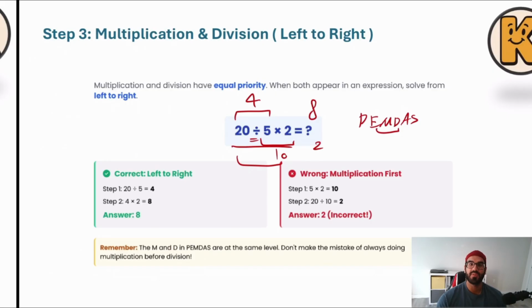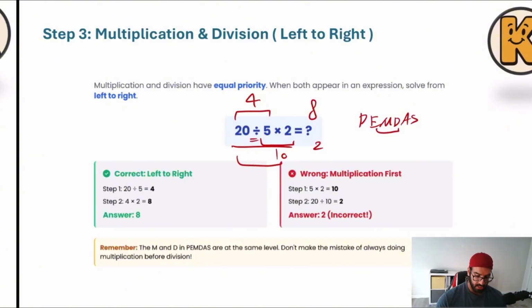It doesn't necessarily mean that M comes before D, meaning that first you do the multiplication and after that the division. No, you can call it PEMDAS or PEDMAS, it doesn't matter. Division and multiplication come together. If we have both of them at the same time, you start from left to right.